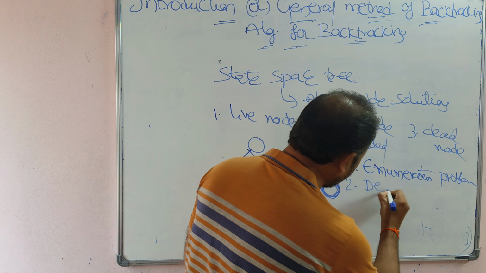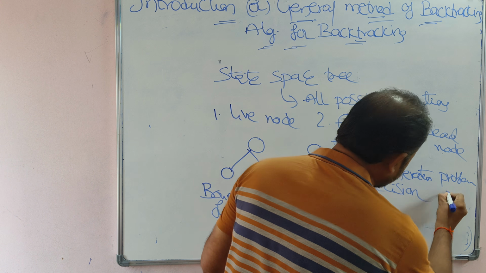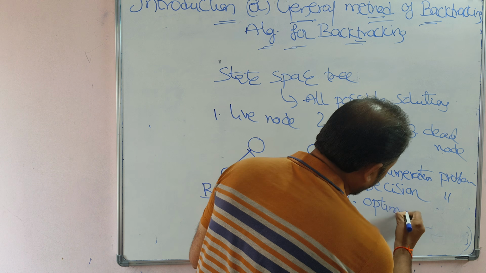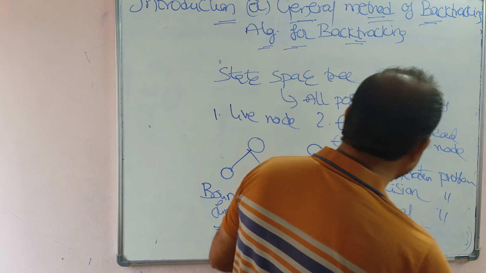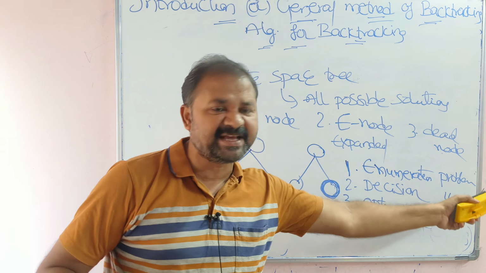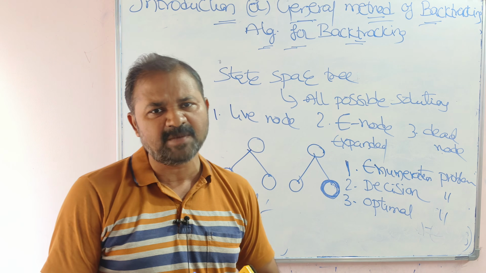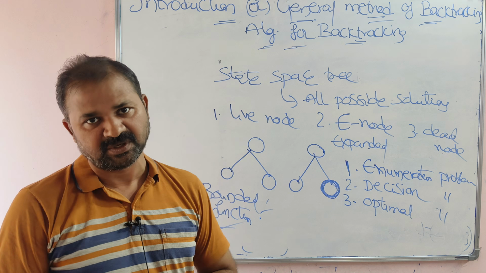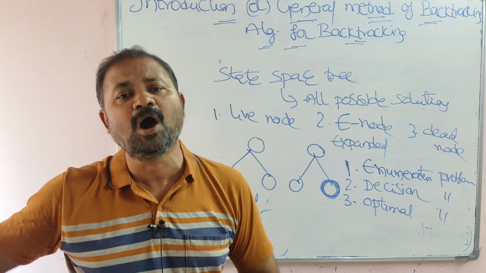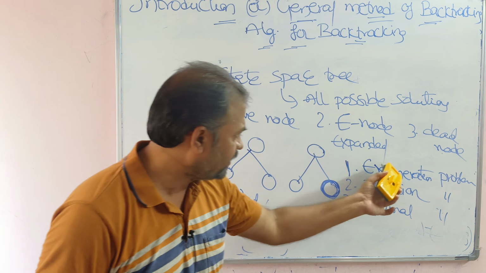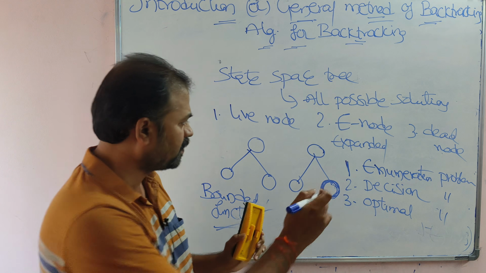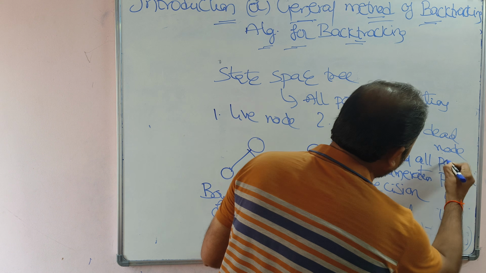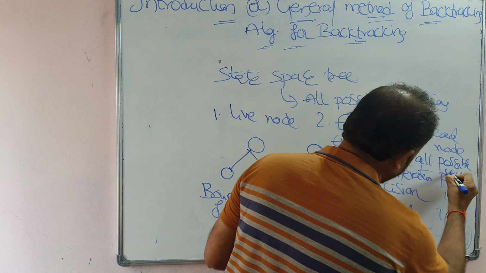The second type of problem is decision problems. Third one is optimal solution problems. So what is an enumeration problem? Enumeration problem means to find all possible solutions. So if we want to find all possible solutions, then this is an enumeration problem.